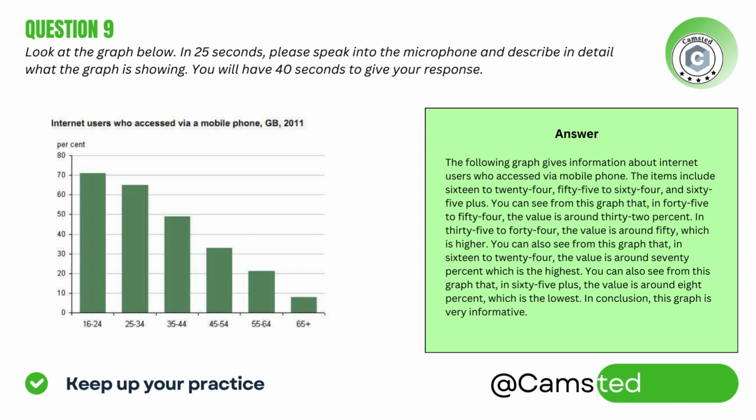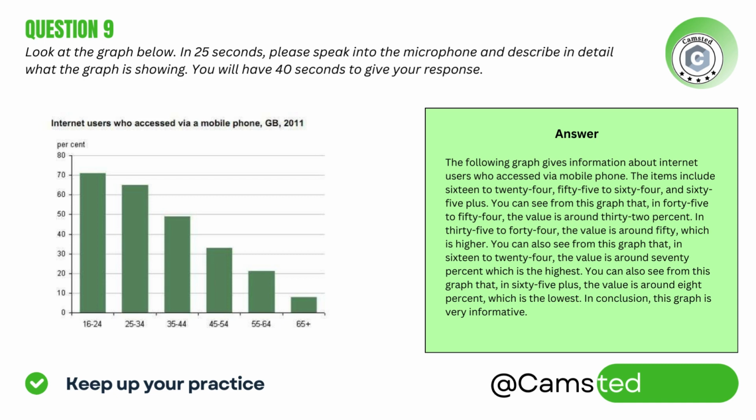The following graph gives information about internet users who accessed by a mobile phone. The items include 16 to 24, 55 to 64, and 65 plus. You can see from this graph that, in 45 to 54, the value is around 32%. In 35 to 44, the value is around 50, which is higher.